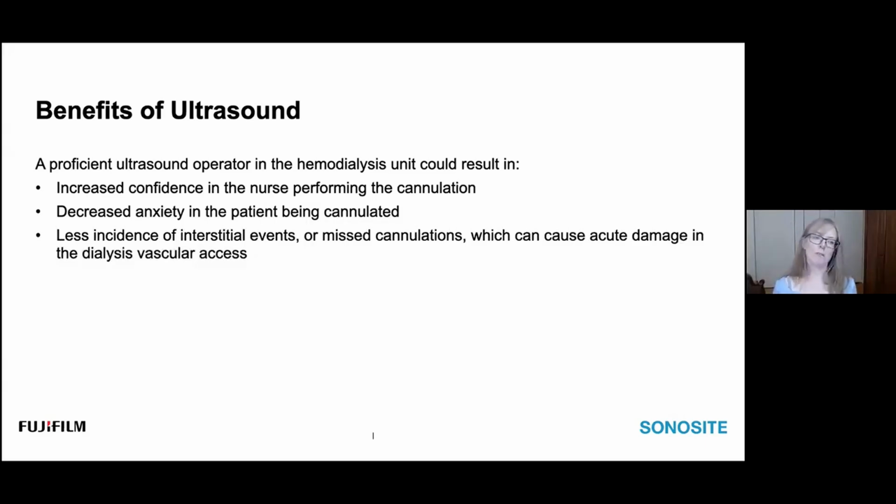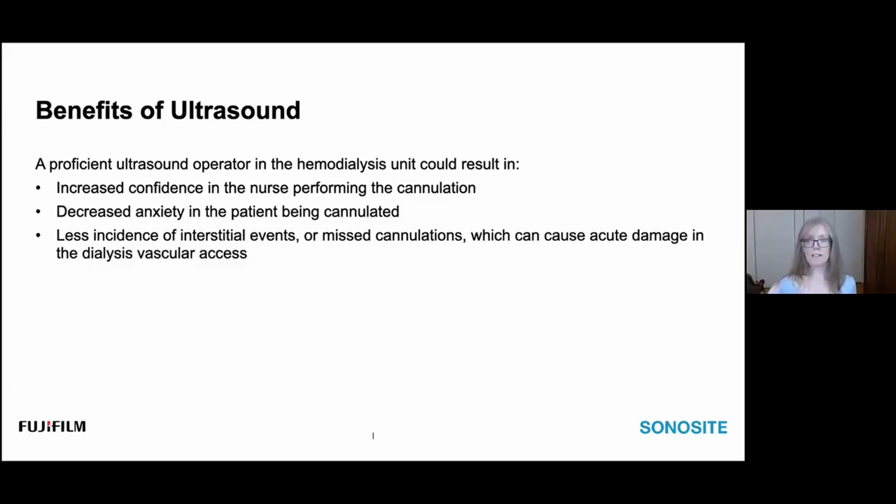And then naturally, from all of that, if we could have fewer incidents of interstitial events or missed cannulations, which can cause acute damage to the dialysis vascular access, that's only a good thing. Another benefit of using the ultrasound. I think I'm not talking out of my ear here when I say that if you have a complex access that presents in front of you, and then that patient experiences consecutive missed cannulations with dialysis treatments, there's a very good chance that that access will become unusable while it needs time to convalesce.